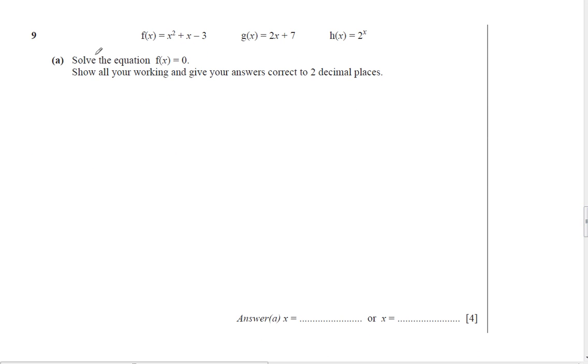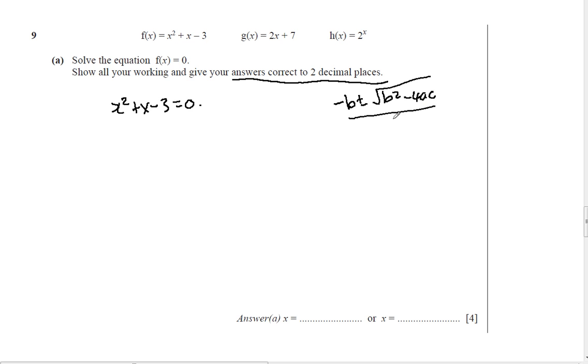Okay, number 9. Solve the equation f of x is equal to 0. x squared plus x minus 3 equals 0. Show your work and give your answers correct to 2 decimal places. So this is the hint that we have to use the quadratic formula, where it's in the form ax squared plus bx plus c is equal to 0. So we have over here our equation. They want us to use the quadratic formula to find out what x is, and so we can just find out what a, b, c is from over here. Whenever there's no number mentioned in front of the x's, you've got to assume it's 1.